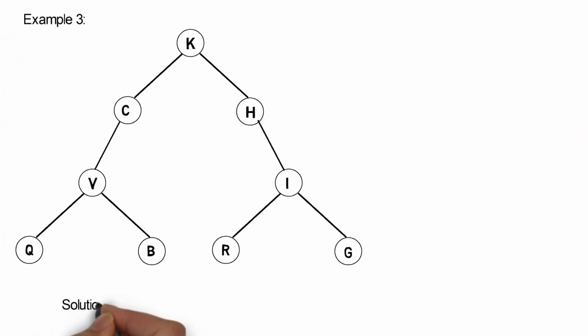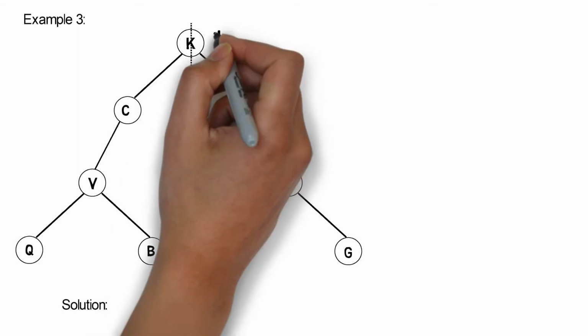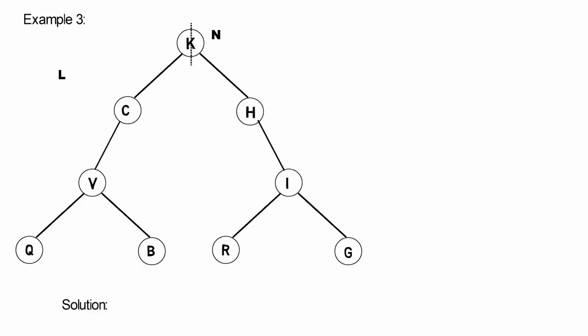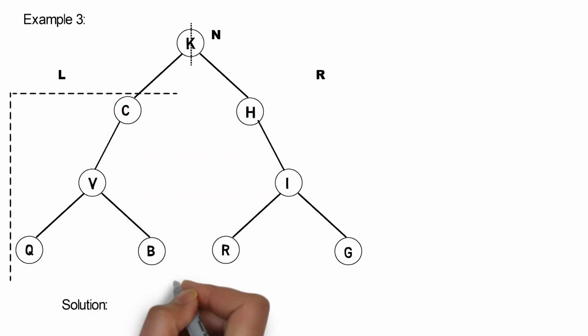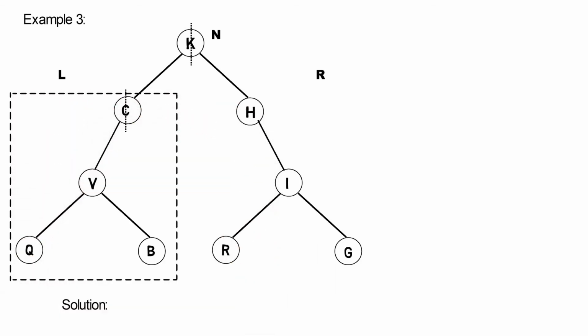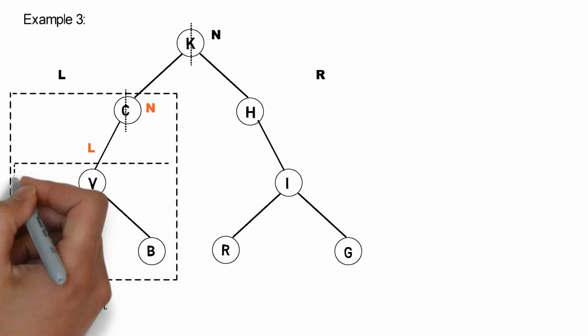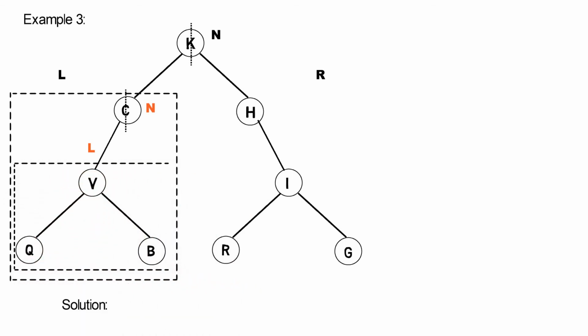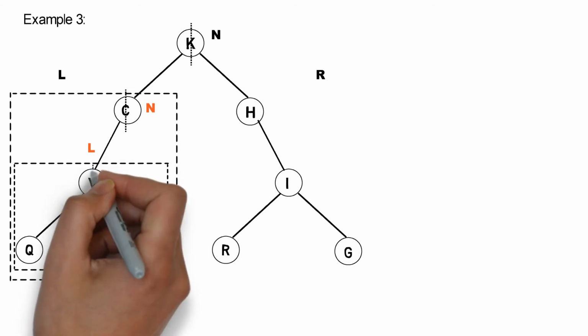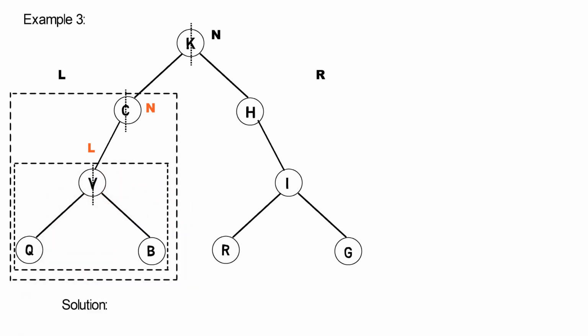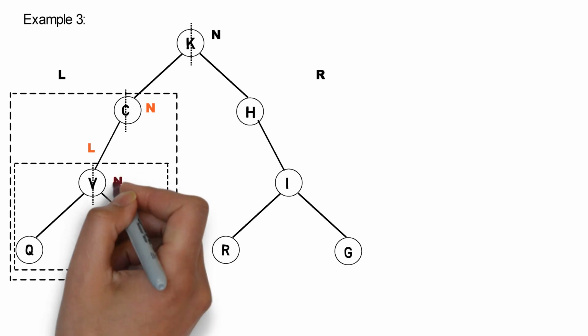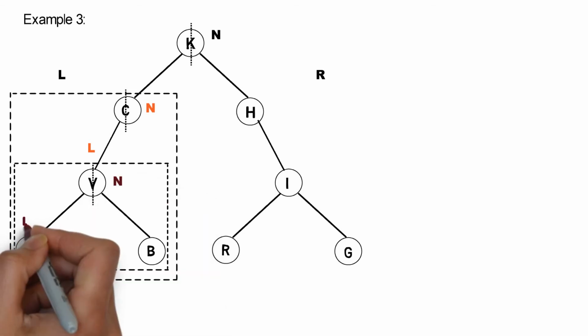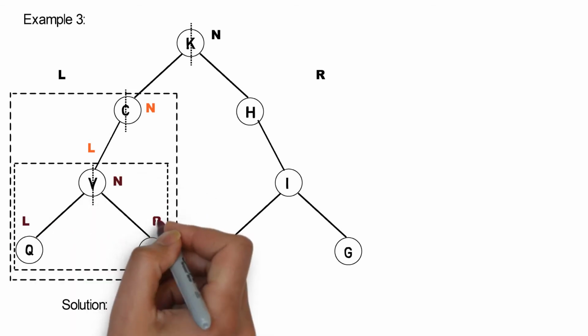K, our root node. There is a left subtree and then a right subtree. Let's focus on the left subtree. C here becomes our root node, the left subtree, but no right subtree. So meaning we have to continue on to the left subtree of C. Considering this tree, V becomes the root node, and Q becomes the left subtree, and B becomes the right subtree.